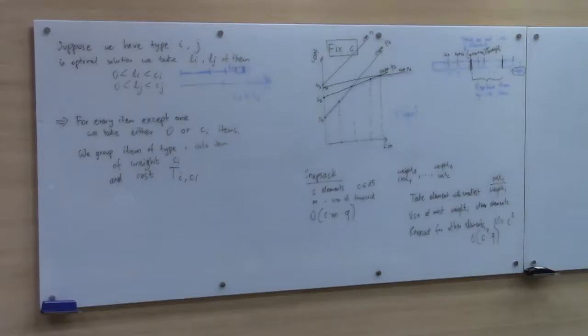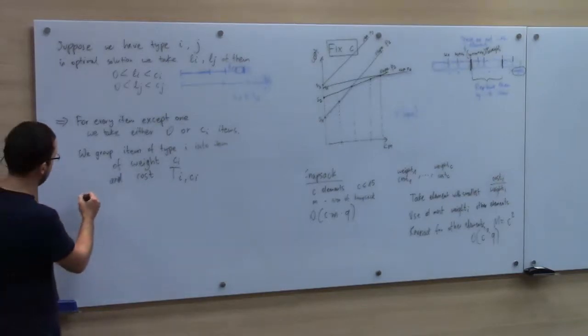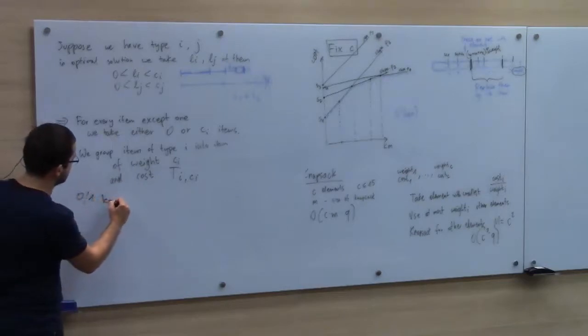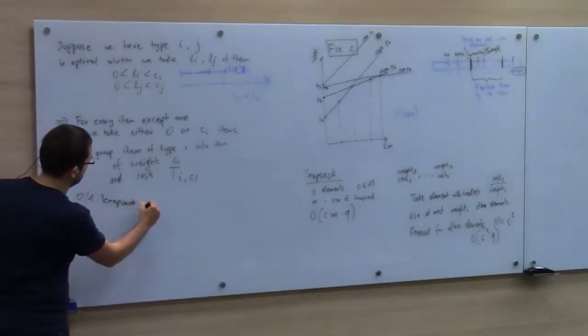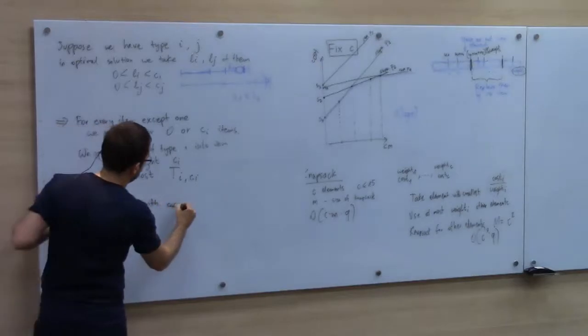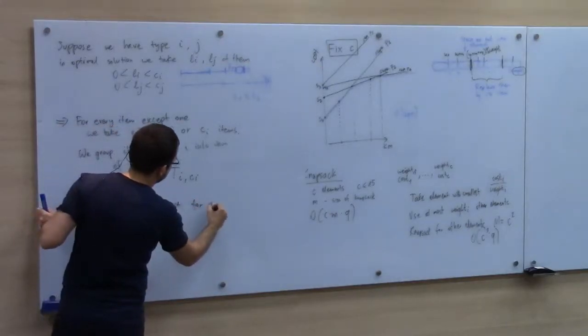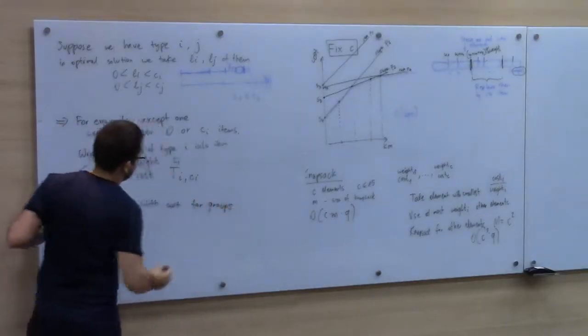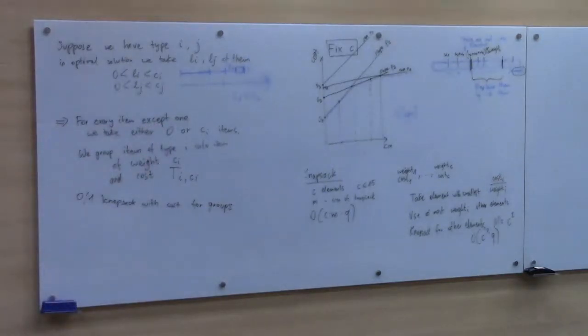So basically, what we can do here, we will do 0-1 knapsack with costs for groups. Okay, so what is the time complexity of this 0-1 knapsack?